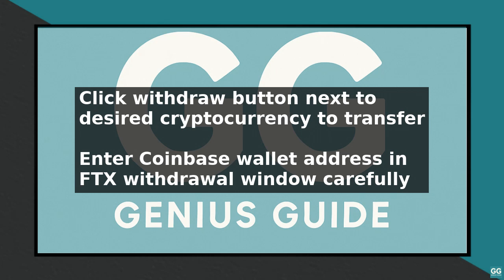To get your Coinbase wallet address, log into your Coinbase account and navigate to the Accounts section. Find the cryptocurrency you want to transfer and click on the Receive button. A new window will open with your wallet address, which you can copy and paste into the FTX withdrawal window.